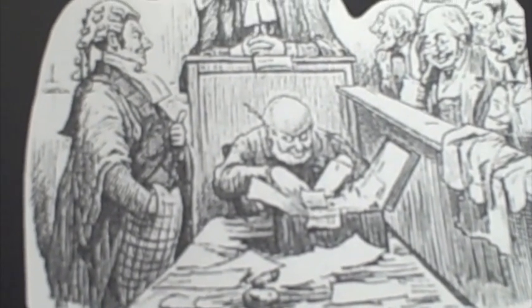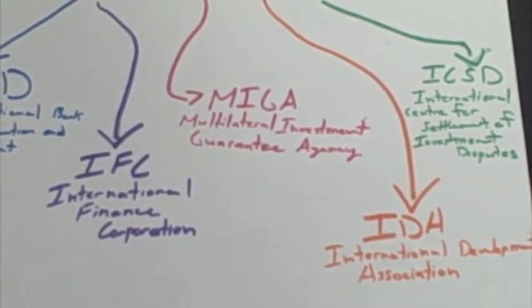So while there are 5 distinct parts of the World Bank Group, we are most often discussing the IBRD, or the International Bank of Reconstruction and Development, when we say World Bank. Their basic function is to provide assistance for poverty alleviation and country development by providing loans.